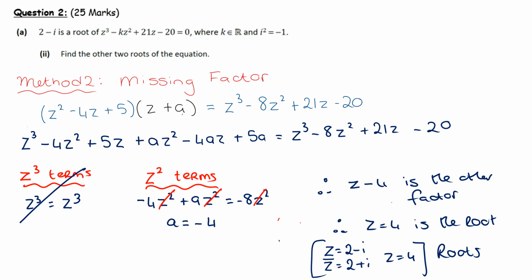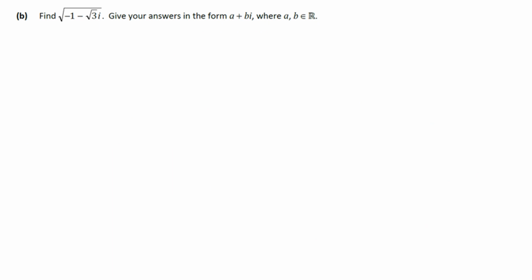So I'd suggest this method if we were looking at a similar question, but where the coefficients were complex. Okay, so find the square root of minus 1 minus root 3i and give your answer in the form a plus bi. So basically we want to write what we currently have as a plus bi. We're going to find an a and b that makes that correct. So to get rid of that big square root, I'm going to square both sides.